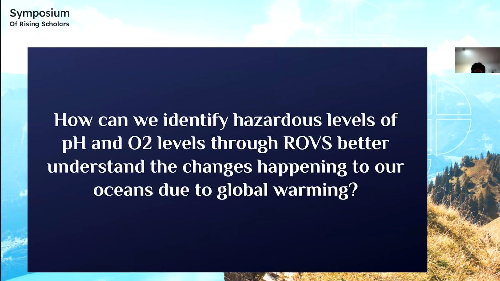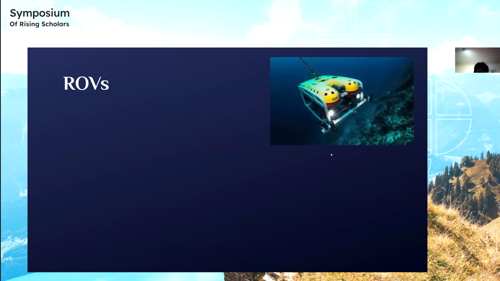All right, so how can we identify hazardous levels of pH and O2 through ROVs to better understand the changes happening to our oceans due to global warming? So first, we need to talk about ROVs.